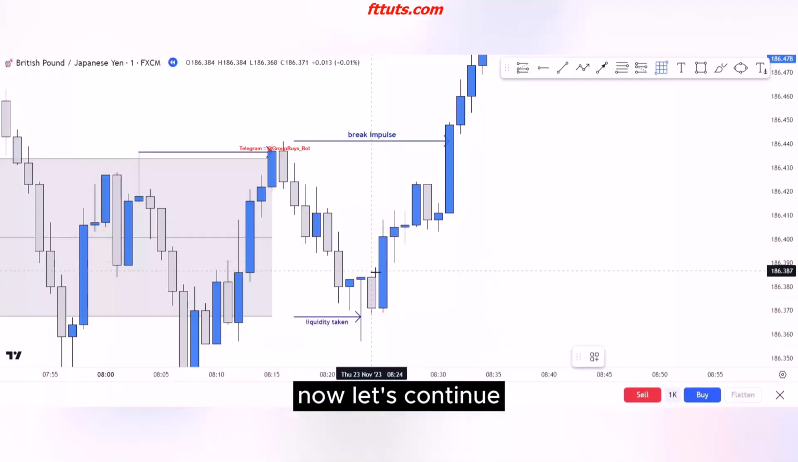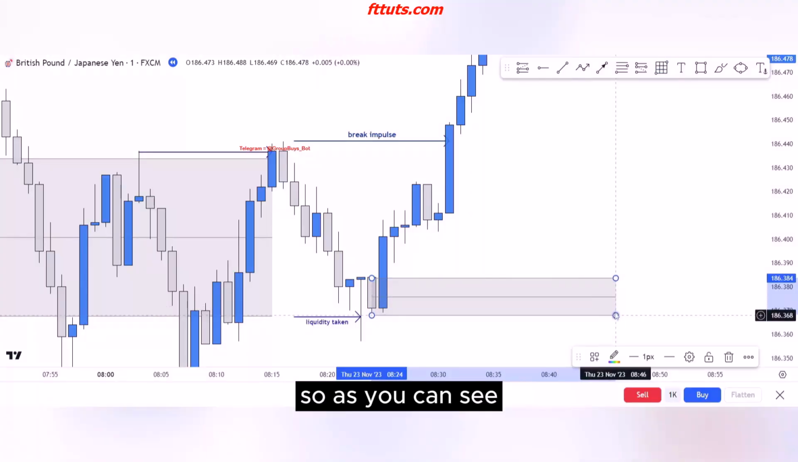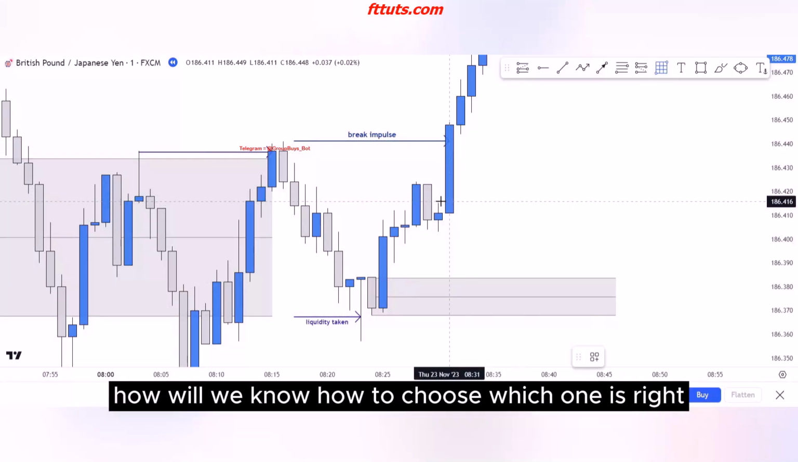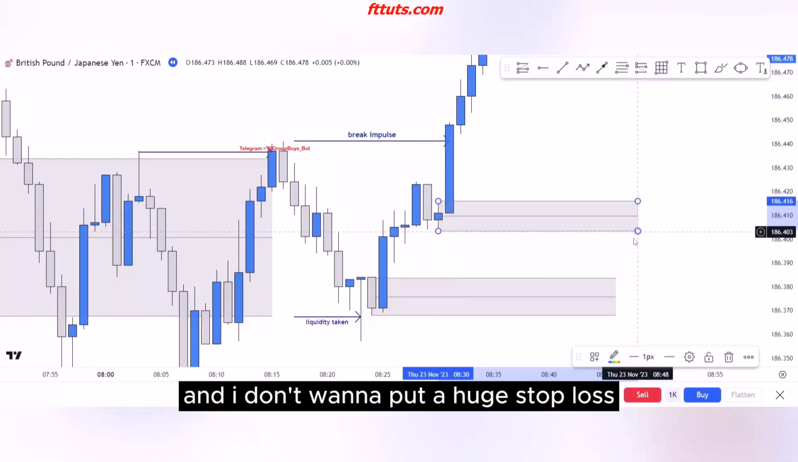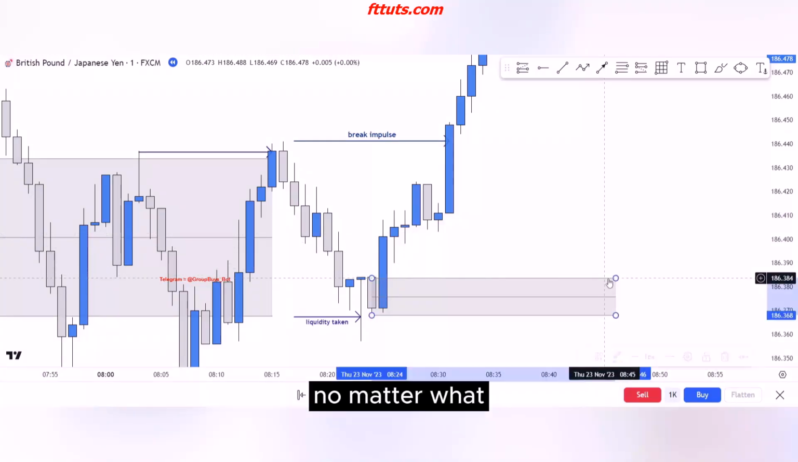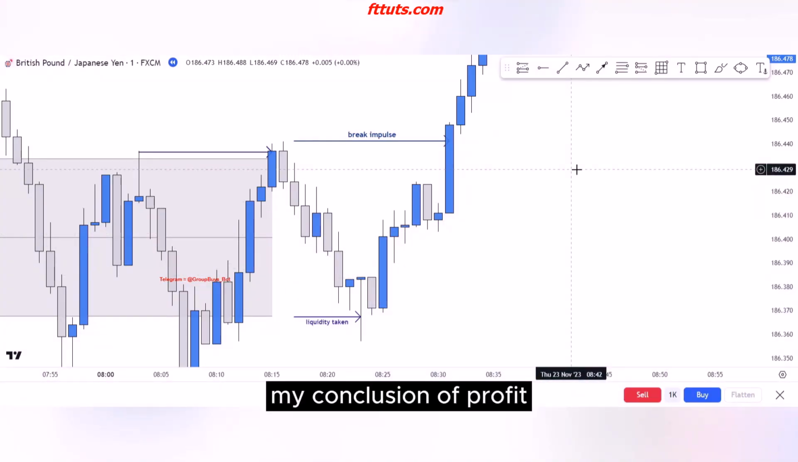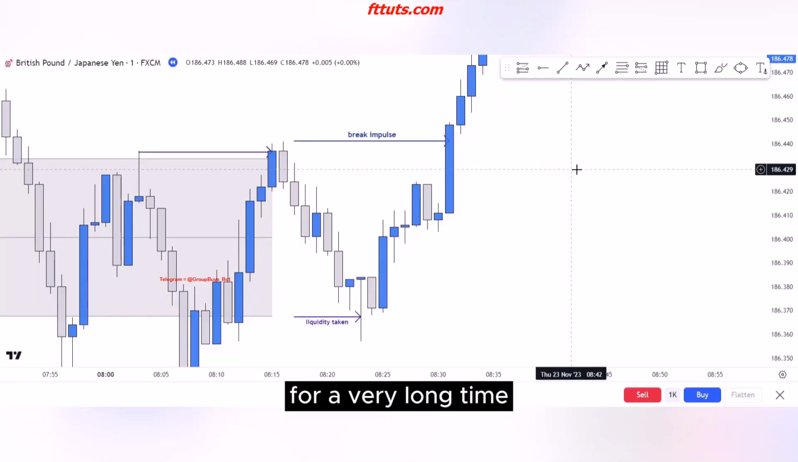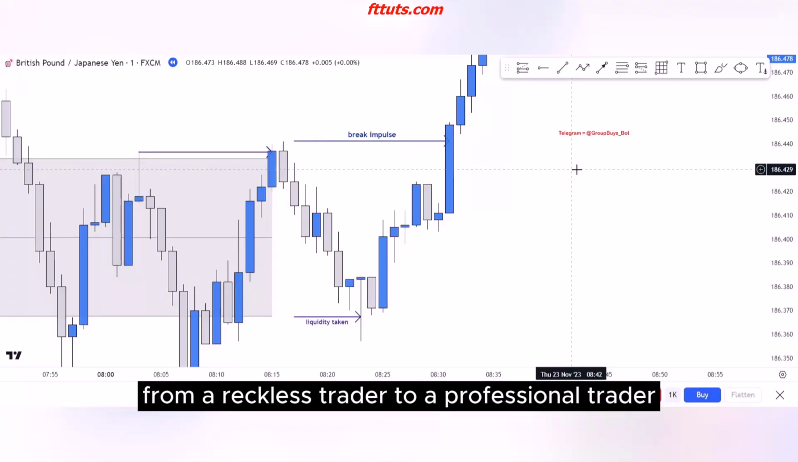Now let's continue. So as you can see, we have two demands here. How will we know how to choose which one is right? And I don't want to put a huge stop loss. The main thing is not to enter the trade no matter what. My conclusion of profit and risk is something that I worked on for a very long time. Your thinking needs to change from a reckless trader to a professional trader.